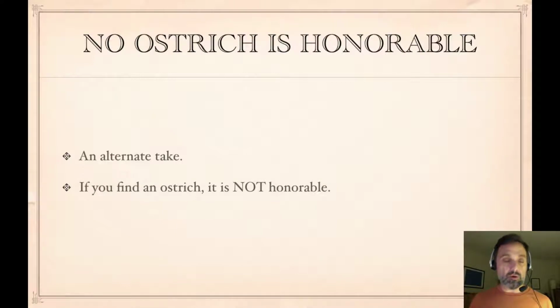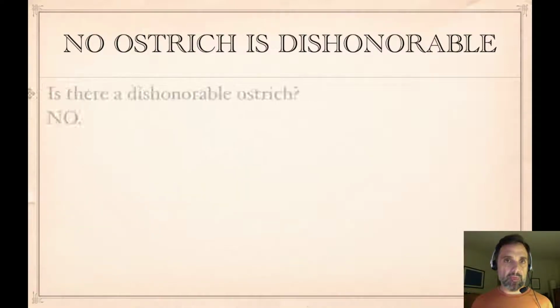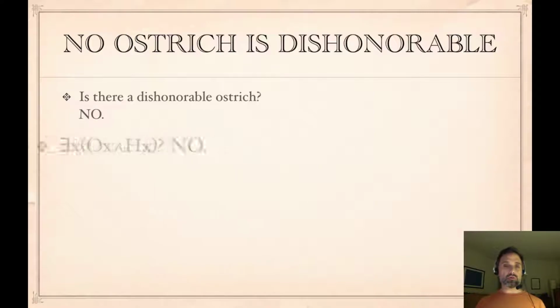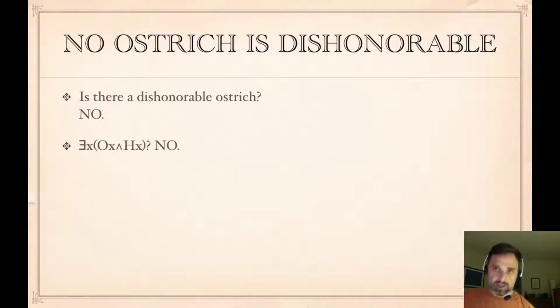So there are two ways to symbolize no ostrich is honorable. Here's a different way. If you find an ostrich, it's not honorable. That's what we saw in the upper left-hand side of the previous slide. So you could symbolize no ostrich is honorable as for all x if OX then not HX. And you'll see the text discuss both. So we really have two ways of thinking about it. Is there a dishonorable ostrich? No.